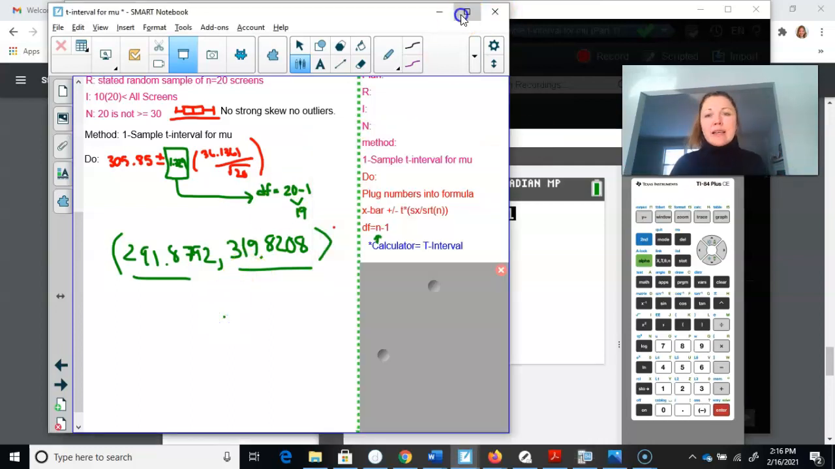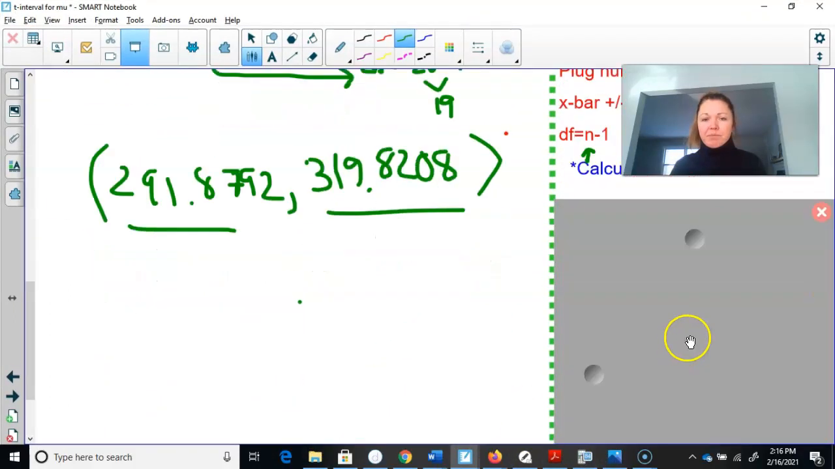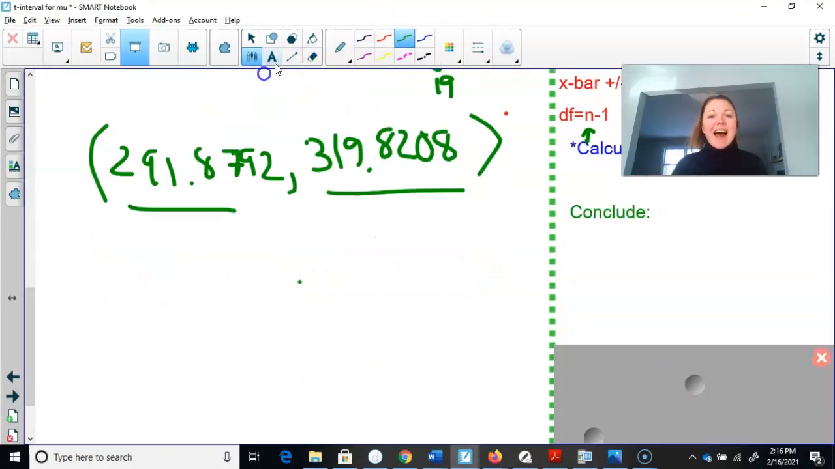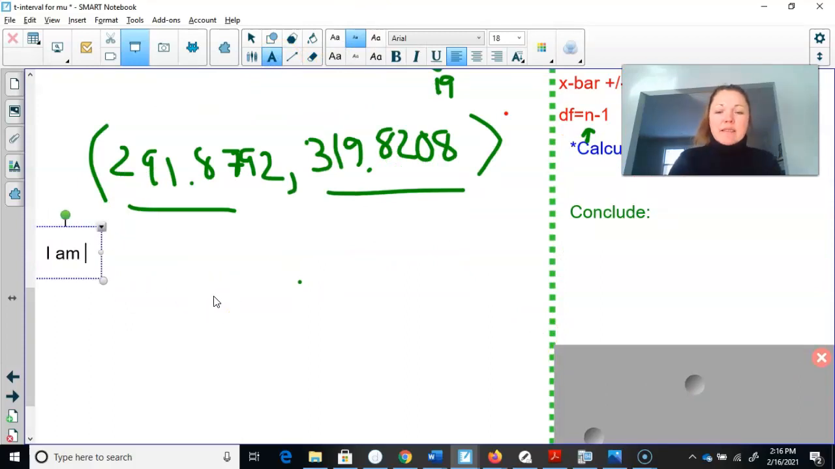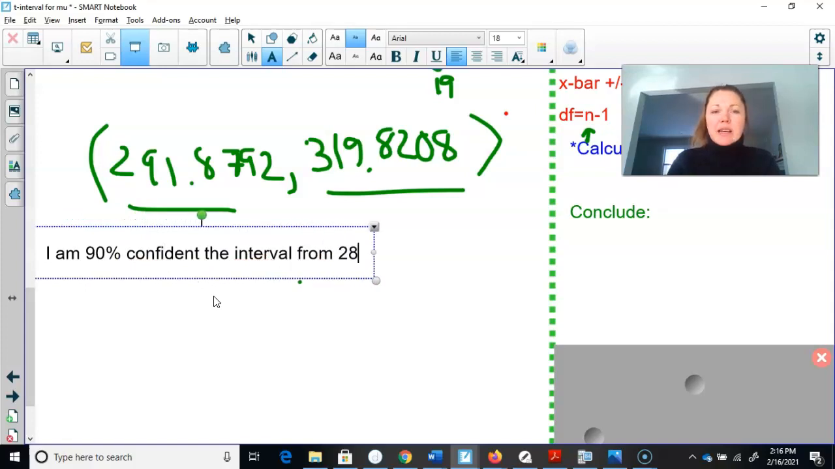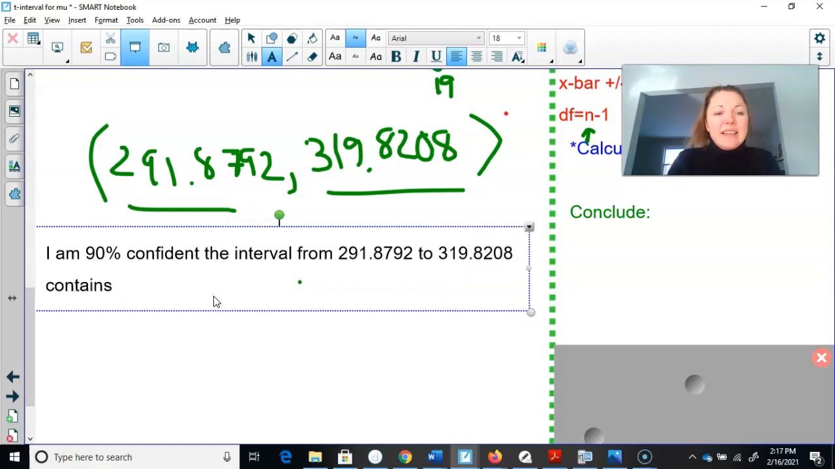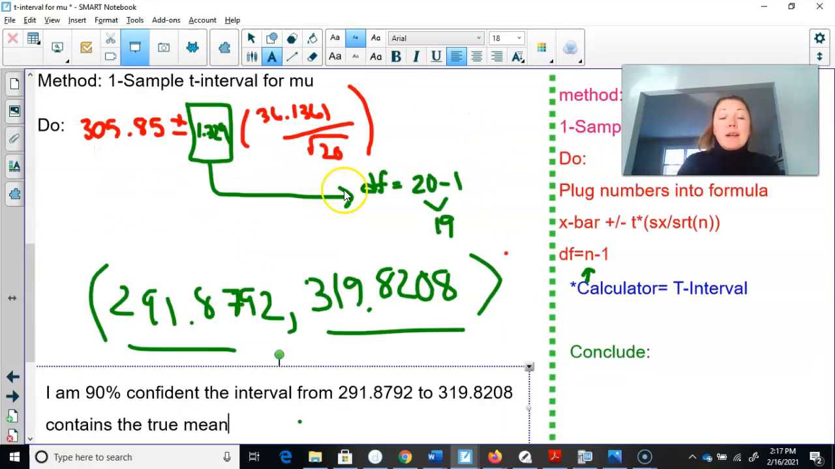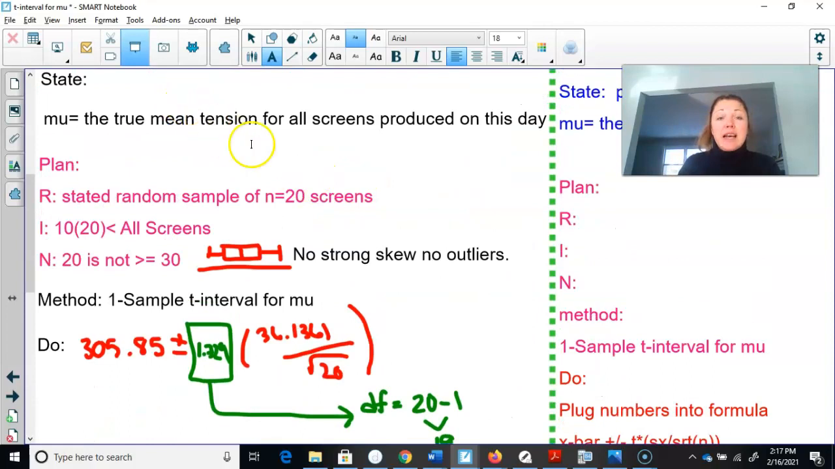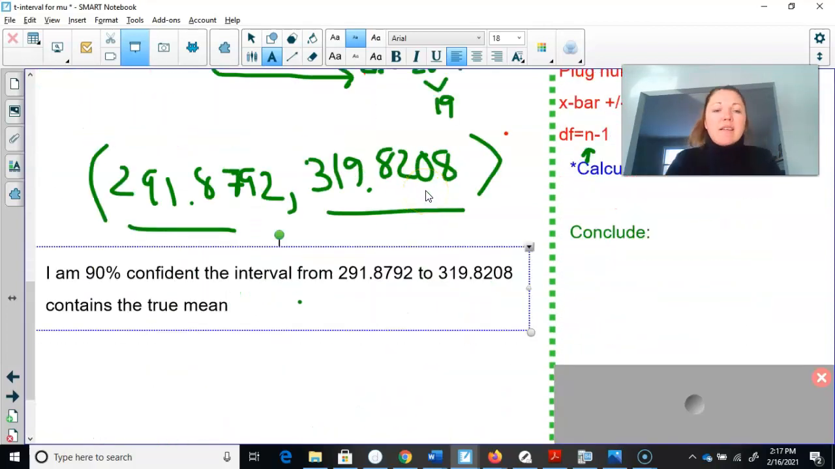Okay, lastly, let's conclude. I am 90% confident the interval from 291.8792 to 319.8208 contains the true, not proportion, but mean. What is our context? Well, we wrote it up here: the true mean tension for all screens produced on this day.